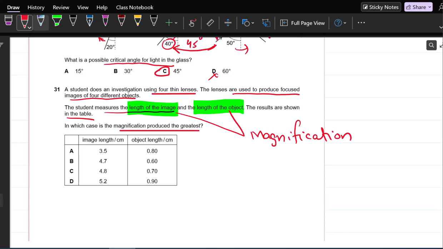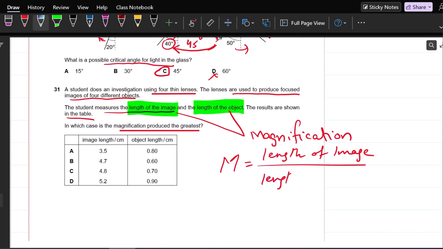Yes. So you have to remember that magnification is equal to length of image, it can be height of image as well, divided by length of object or height of object. So you have to use all these four options and see where it is going to be the bigger value for M, that is going to be the greatest magnification. If image height is greater and object height is smaller, you will be getting the bigger value there. So let's calculate.